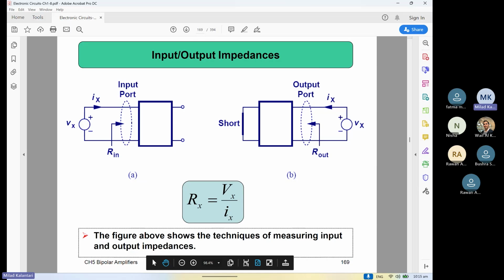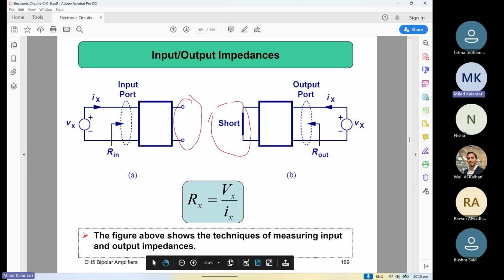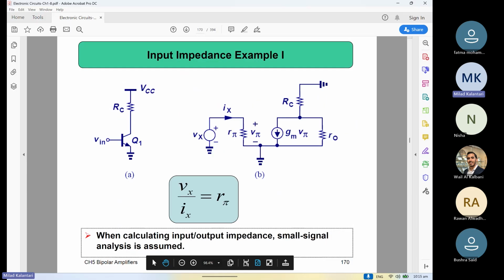So now we know the importance of the input and output impedance. Practically, in circuits we have, let's say, a two-port amplifier. To find the input impedance, we assume the output is not loaded, it is open. But for the output impedance, we usually assume the input is shorted. We will see this more in examples.